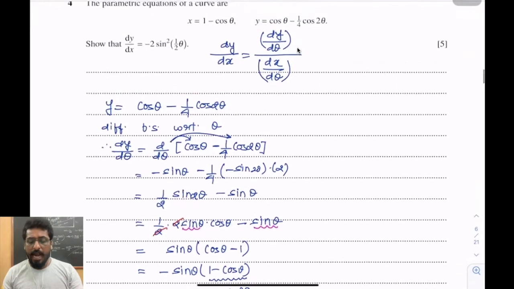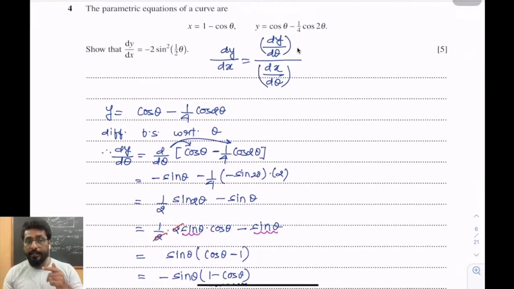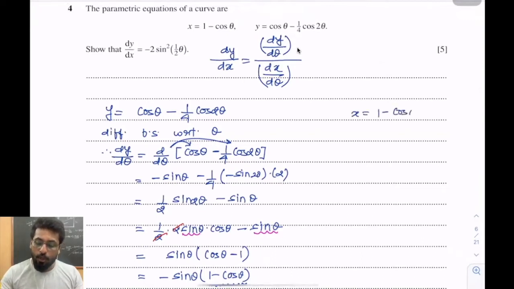So that was the derivative of y. I've got dy upon d theta. Now it's time for us to differentiate x. So what is x given to you? It's so simple, 1 minus cos theta. So I'm going to differentiate both sides with respect to theta.